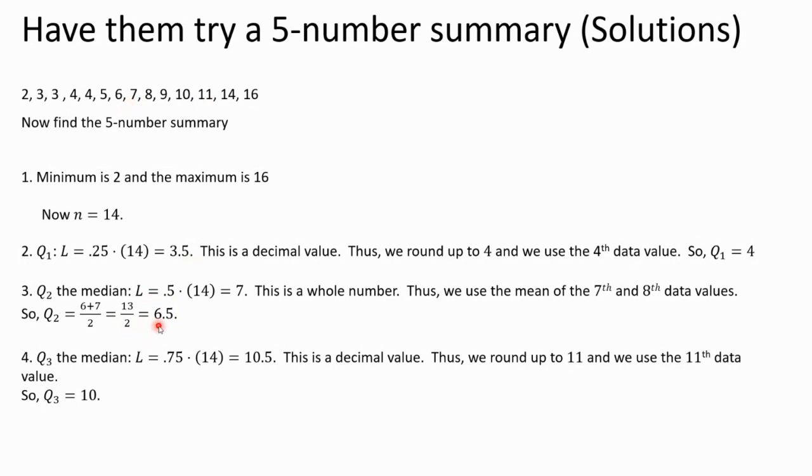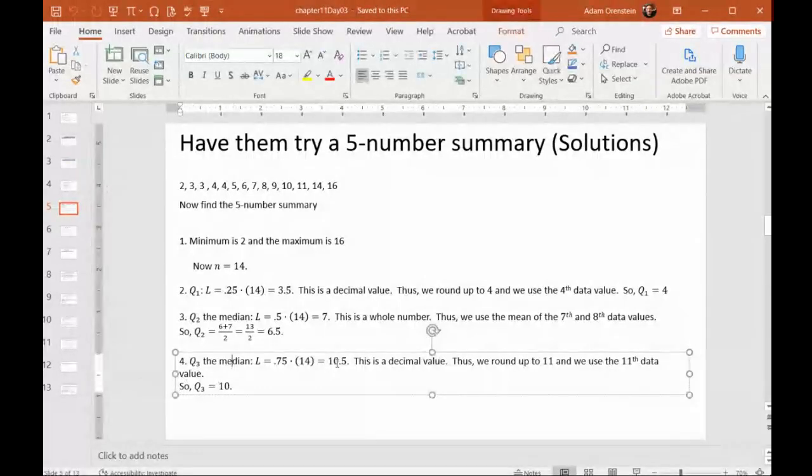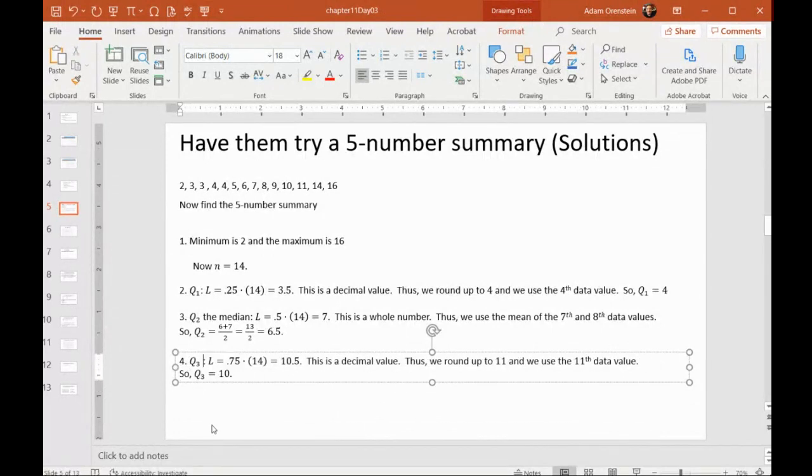Now for Q3, I don't know why I have this as the median, but that's not right. Let me just cross that out. I'll do it the easy way. Q3, let me just do it this way. I'm not sure why I have the median there. My guess is that I copied the above when writing up these notes, and I forgot to delete that.